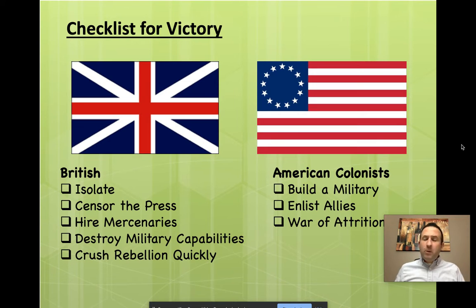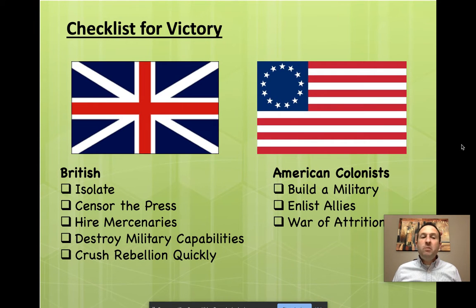Now, both sides have different approaches to winning the war. And quite honestly, the top four for the British are: censor the press in areas they control, the idea of isolation, hire mercenaries, destroy military capabilities. Check all those off. Those first four things, the British do with ease.